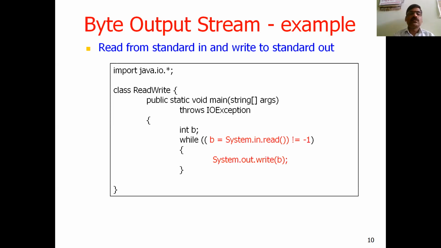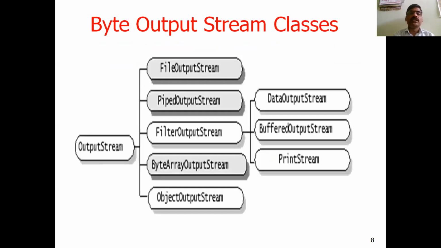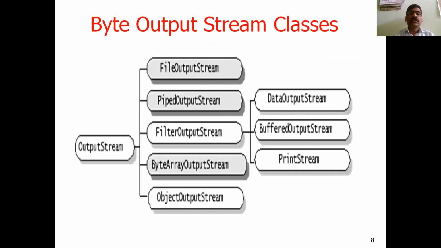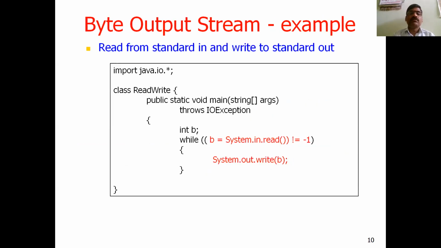So these are the two programs which represent an example for byte input stream as well as byte output stream. This is a byte input stream example, which is used for counting the number of bytes in a file. That is one program I just demonstrated. And this is byte output stream, which we are using here to demonstrate reading and writing, displaying something onto the screen.